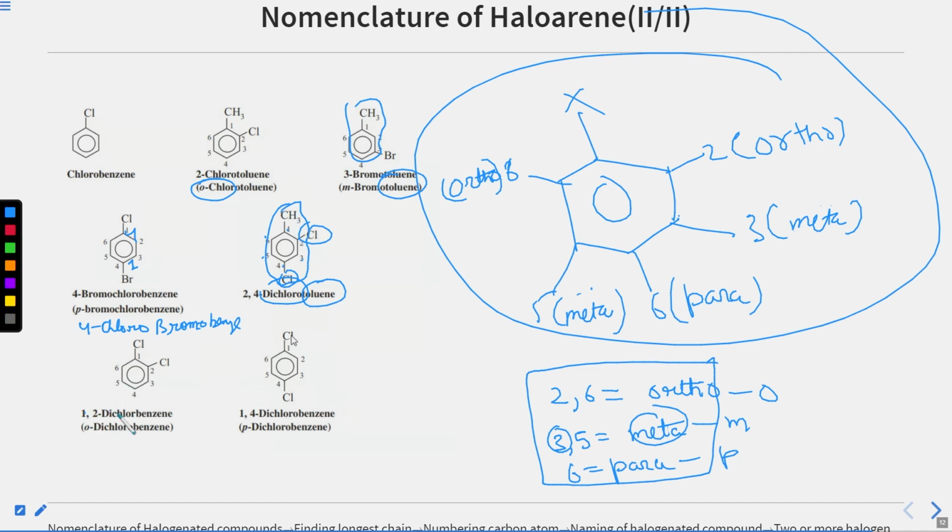Again we have 1,2-dichlorobenzene. Suppose we started numbering from here, then it is at number 1. We can write this one as ortho-dichlorobenzene, because both are ortho to each other. If you start numbering from the side which gives the least number to the substituent, we get 2 from both sides. So this is a relative kind of ortho-dichlorobenzene. Similarly, 1,4-dichlorobenzene, or we can write it as para-dichlorobenzene. Is this clear to all of you?